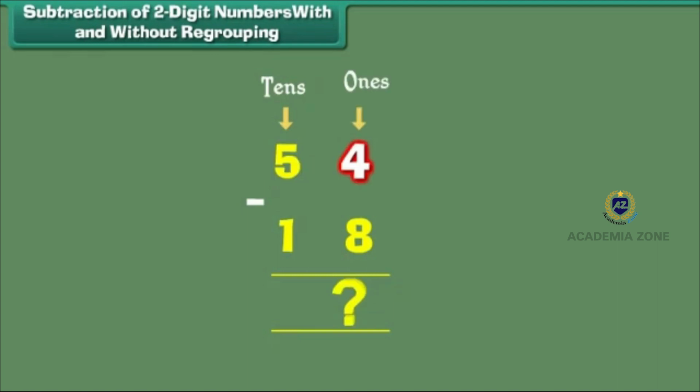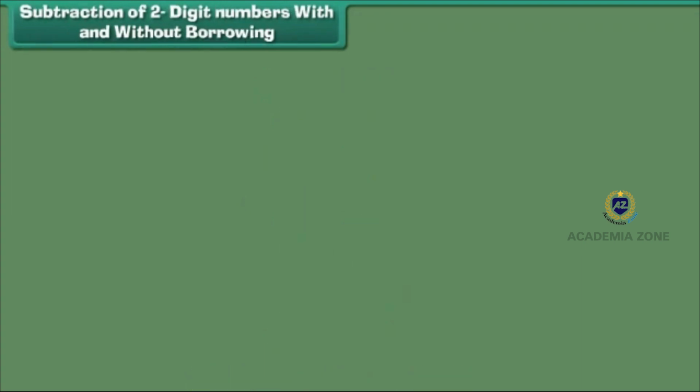What is 54 minus 18? 54 has 5 tens and 4 ones. We want to remove 8 ones. We regroup 1 tens as 10 ones. Now we have 14 ones and 4 tens. We remove 8 ones from 14 ones. We are left with 6 ones. We remove 1 tens from 4 tens. We are left with 3 tens. Therefore, 54 minus 18 is equal to 36.